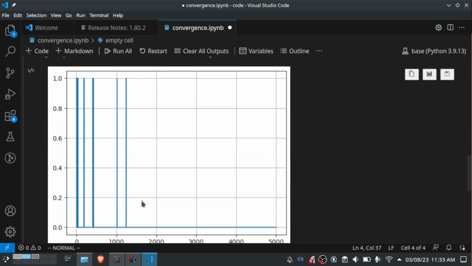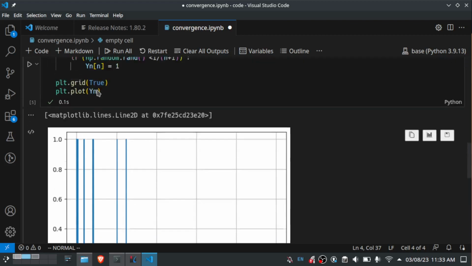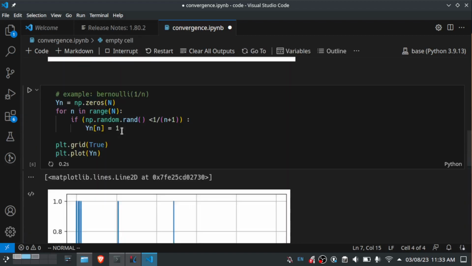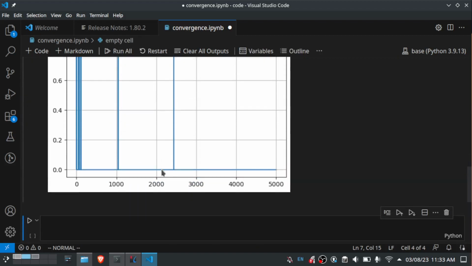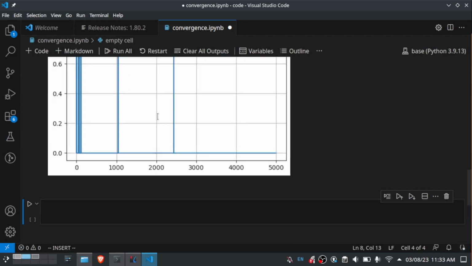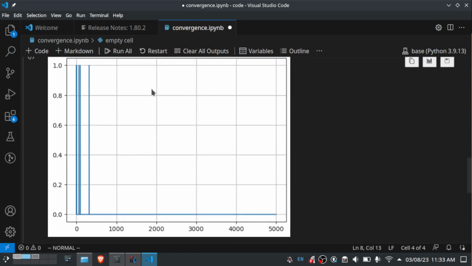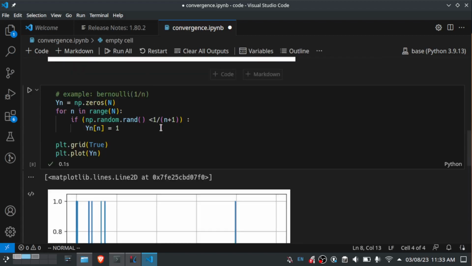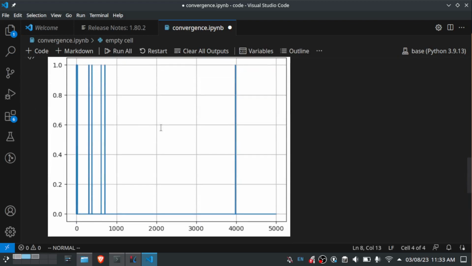Okay, so in this case, observe that initially I have a bunch of ones, but then it becomes 0. Let me try to run this once again. There is a 1, but much later. Now in this particular realization, there's a 1 really far away. So what happens is that if you look at a very long sequence, you will eventually see a 1.